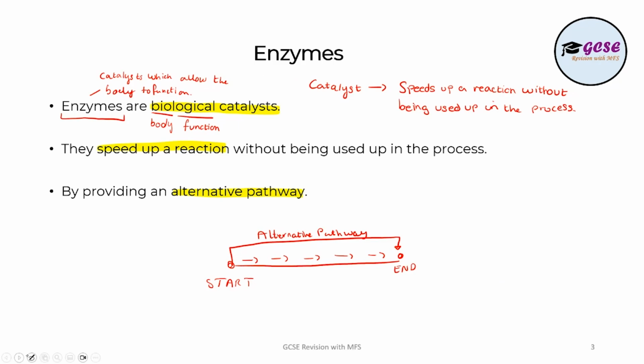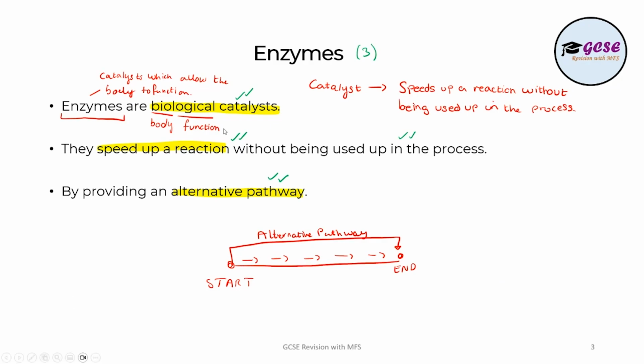The key phrases you need to know to get the marks include: biological catalysts, speed up a reaction without being used up in the process, and they provide an alternative pathway. So in an exam, if you're given this question, it would normally be worth 3 marks.